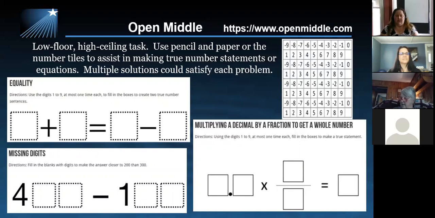But using the tiles, if students have them cut out, would allow them to manipulate and move them around. You could even write numbers on a sticky note and have them move them around, but it will help them be able to see them rather than rewriting each time. In this problem here, missing digits, the directions ask you to fill in the blanks with the digits to make an answer closer to 200 than to 300. So you're using a number that is 400 something minus 100 something. If students know that the difference must be closer to 200 than 300, then they know something about the numbers that have to go in those blank spots.